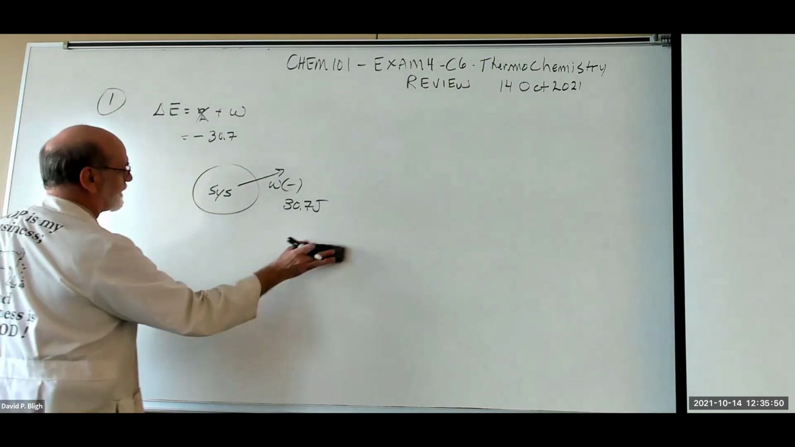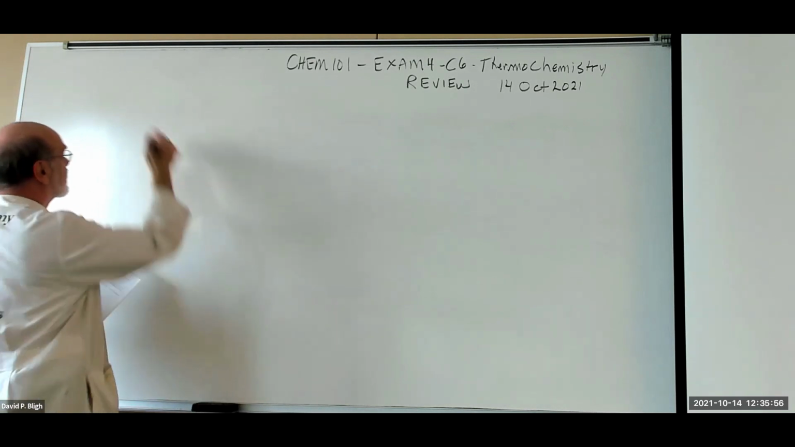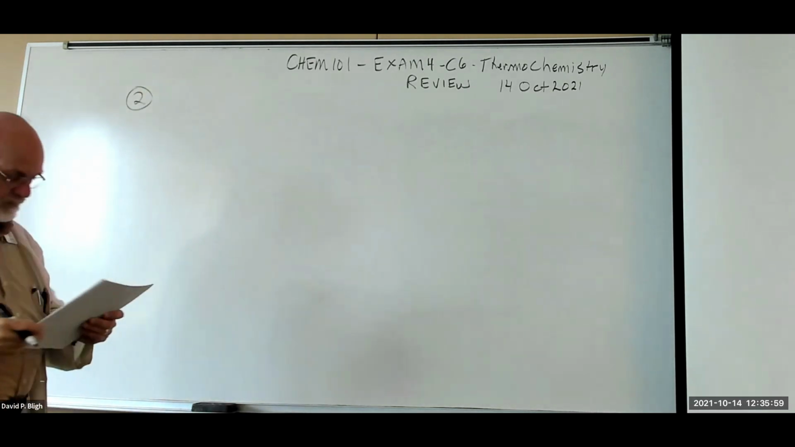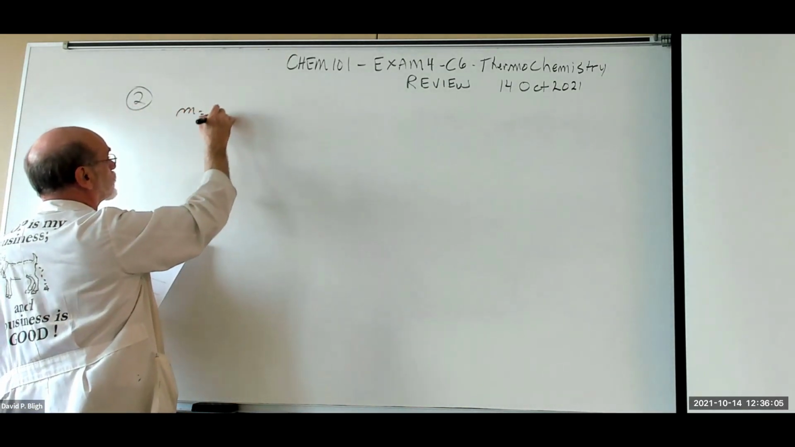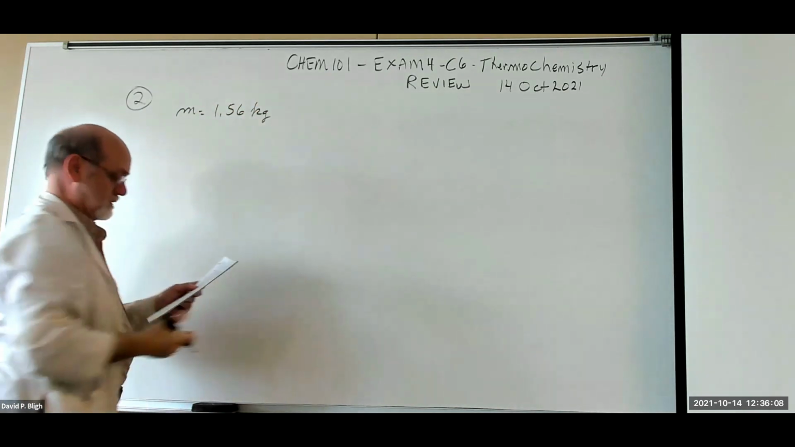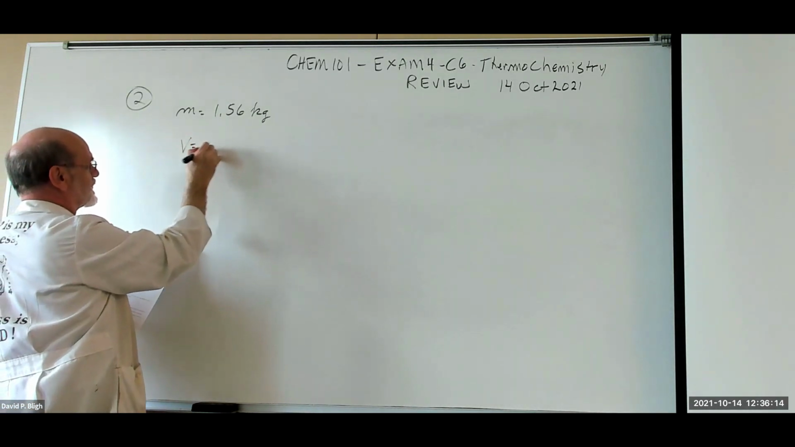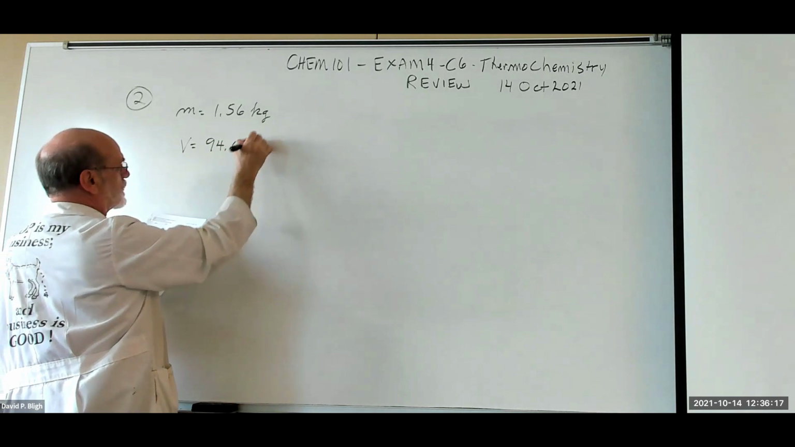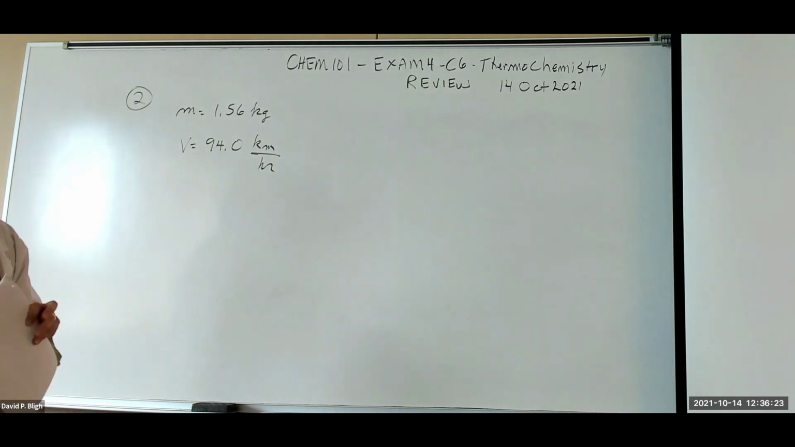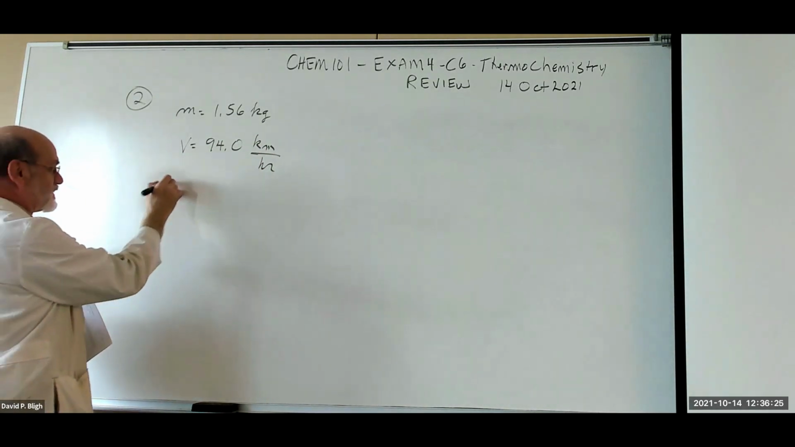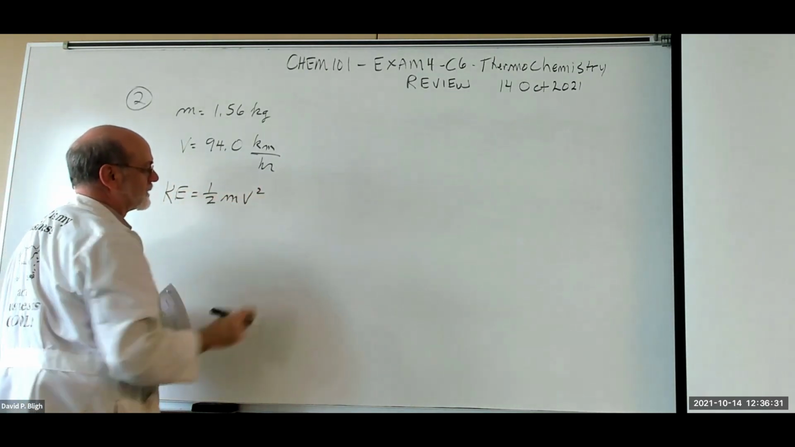Okay, that was 1. Let's look at number 2. What's the kinetic energy of a 1.56 kilogram object? So mass is 1.56 kilograms, moving at 94 kilometers per hour. So the velocity is 94.0 kilometers per hour. If we're going to determine the kinetic energy, we need a formula. And that happens to be kinetic energy equals 1/2 mass times the square of the velocity.